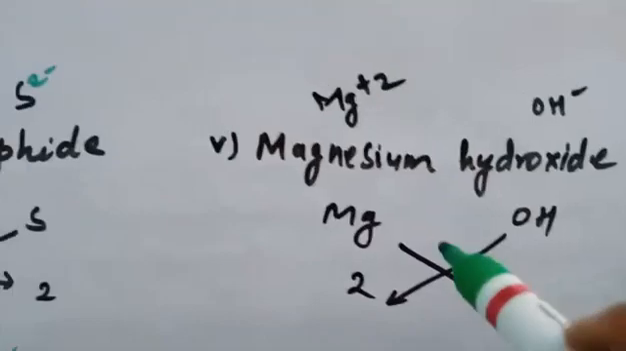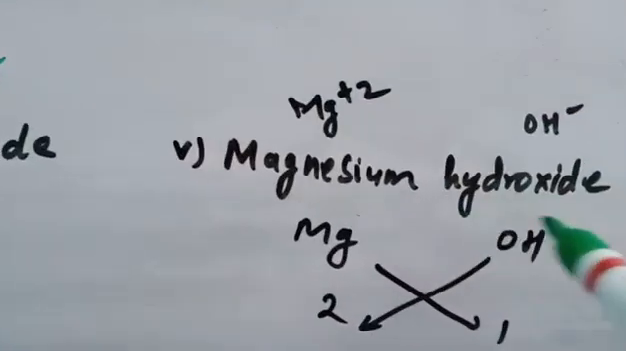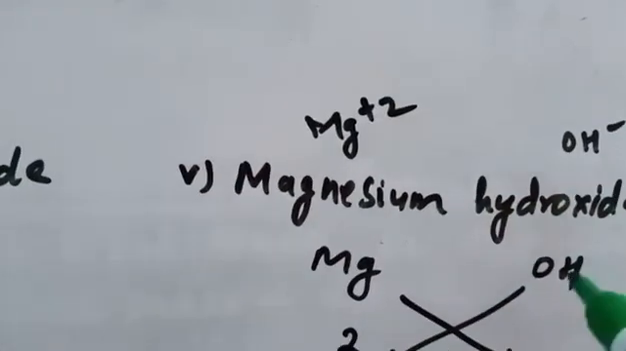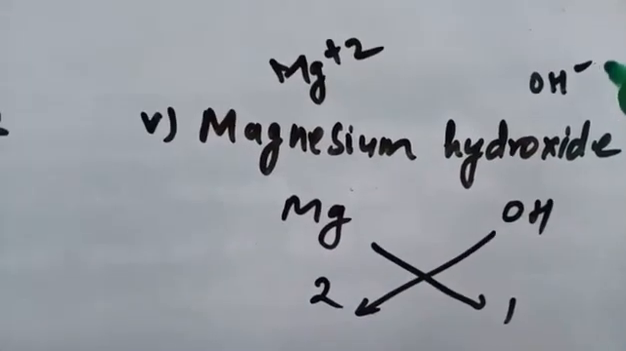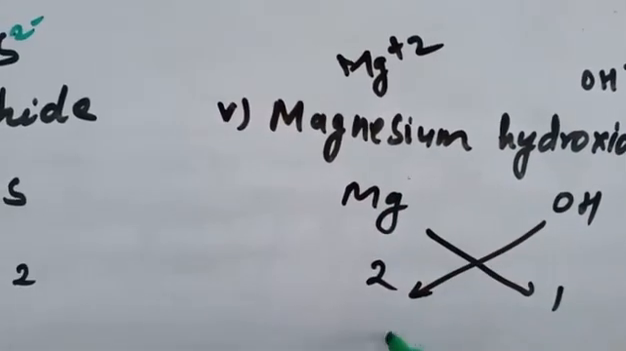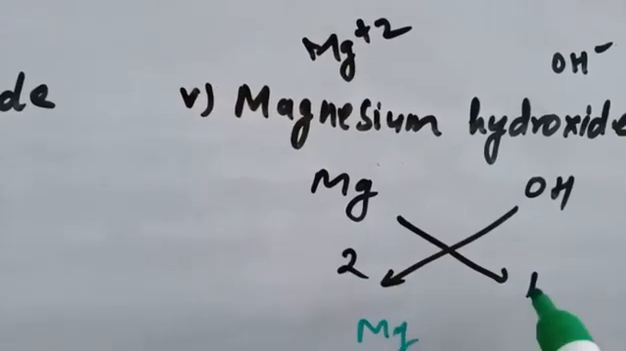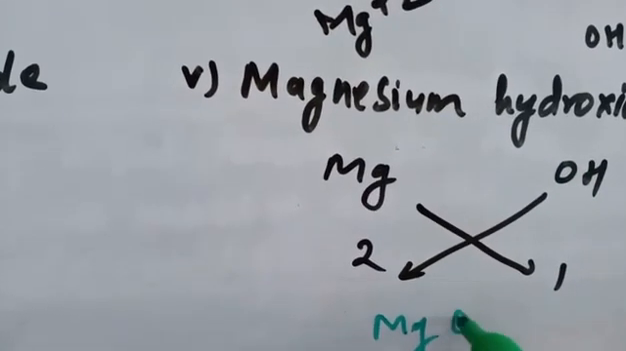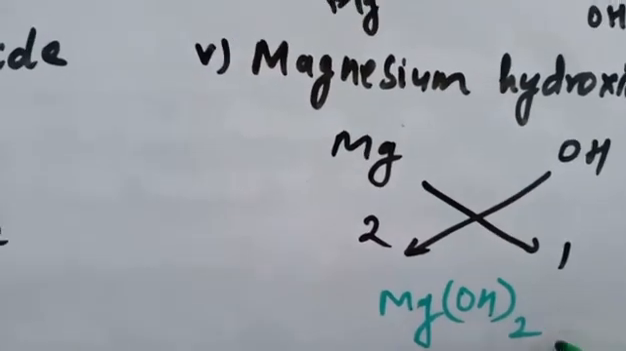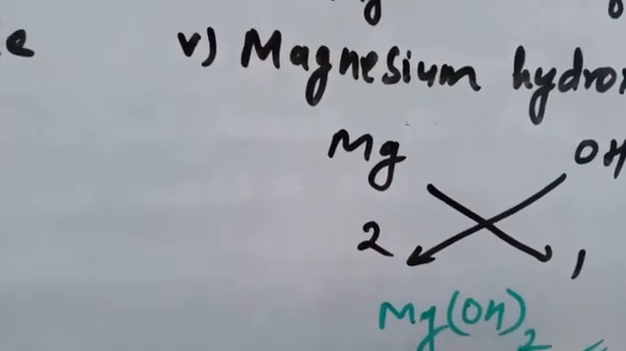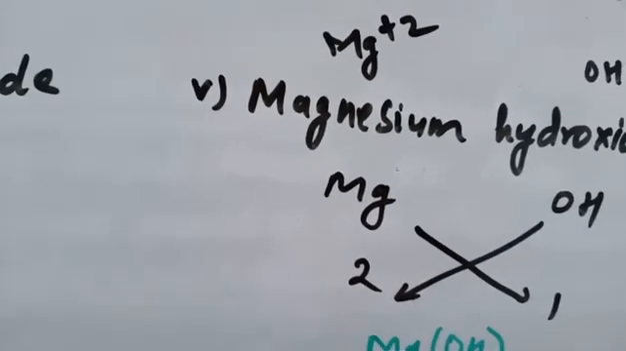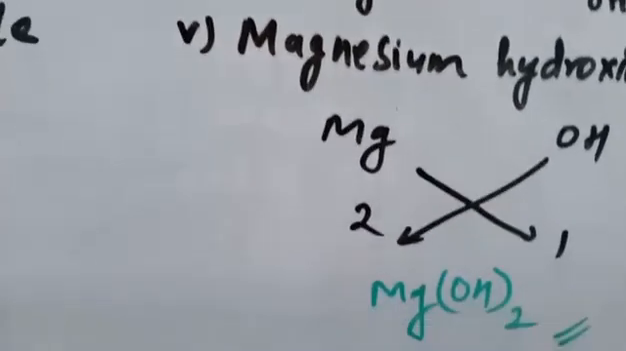Now magnesium hydroxide, Mg plus 2, and hydroxide will be written as OH minus. So plus 2, so the magnesium valency is 2. OH minus, so the hydroxide valency is 1. So Mg1, which we will just ignore the 1, and OH2. While writing OH2, we have to put a bracket. Don't forget to put a bracket over the symbol which has a group of atoms in it.